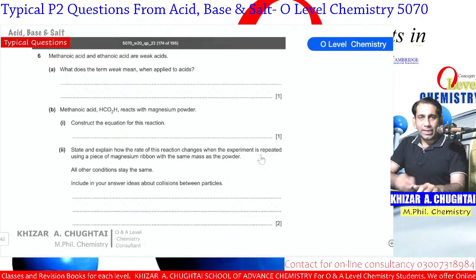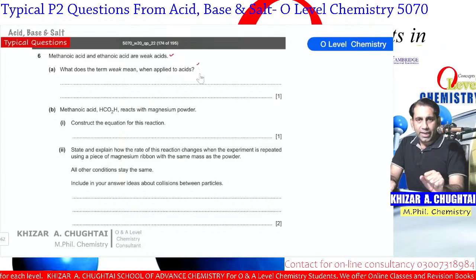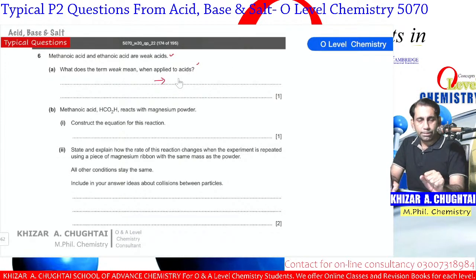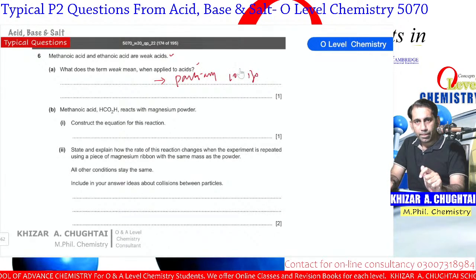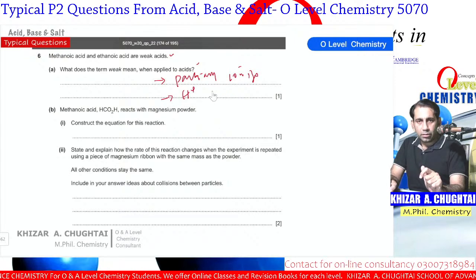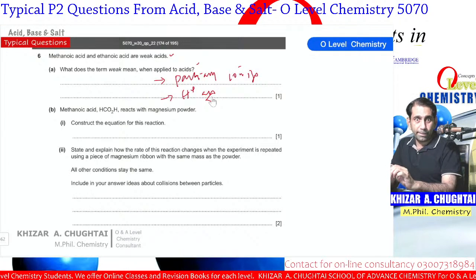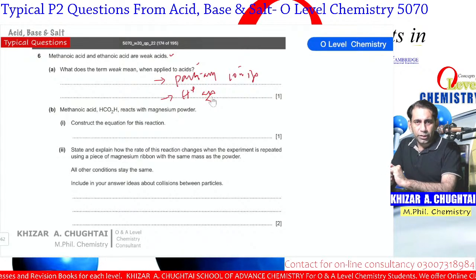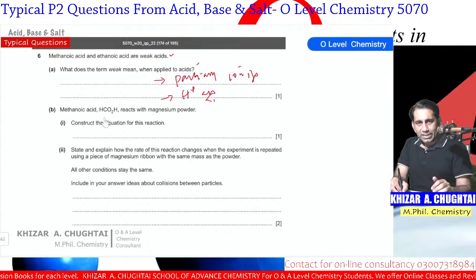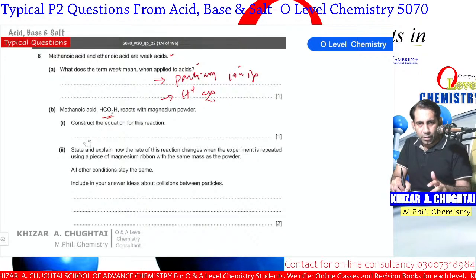Methanoic acid and ethanoic acid are weak acids. What does the term weak acid mean as applied to the acid? As I told you, it is partially ionized to give H positive ion into the aqueous medium, or a smaller number of H positive ions are being lost by that substance, you can say by that molecule, and it is said to be a weak acid. Methanoic acid reacts with magnesium powder. Construct the chemical equation for this reaction. So to construct the chemical equation, it is wiser to write its molecular formula.